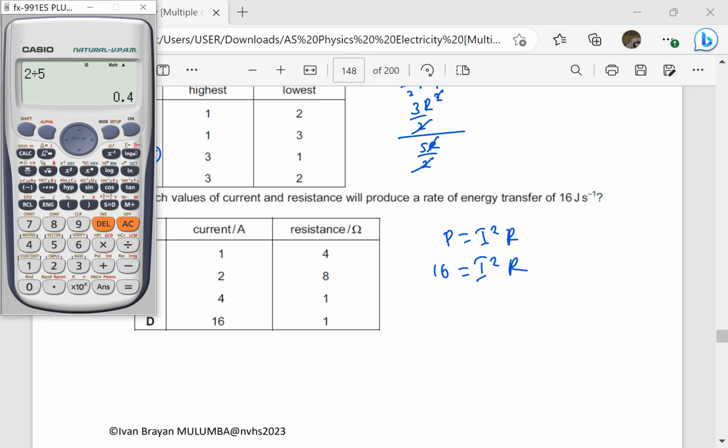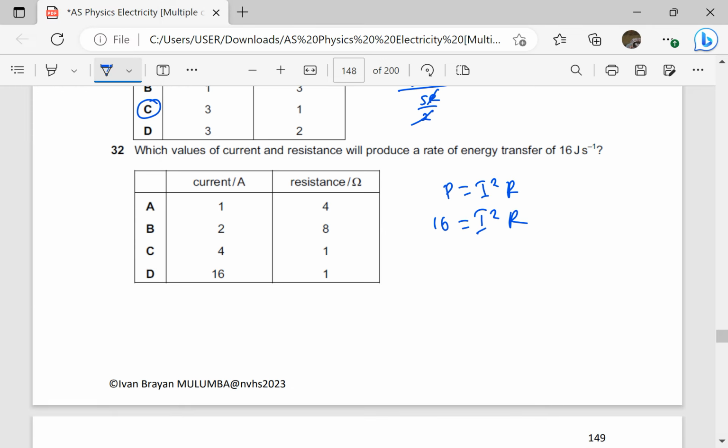I'll start with the first one, which is obviously wrong. 1 squared times 4 cannot be 16. 2 squared is 4 times 8, which is not 16. 4 squared is 16 times 1, that is 16. So the answer is going to be C.